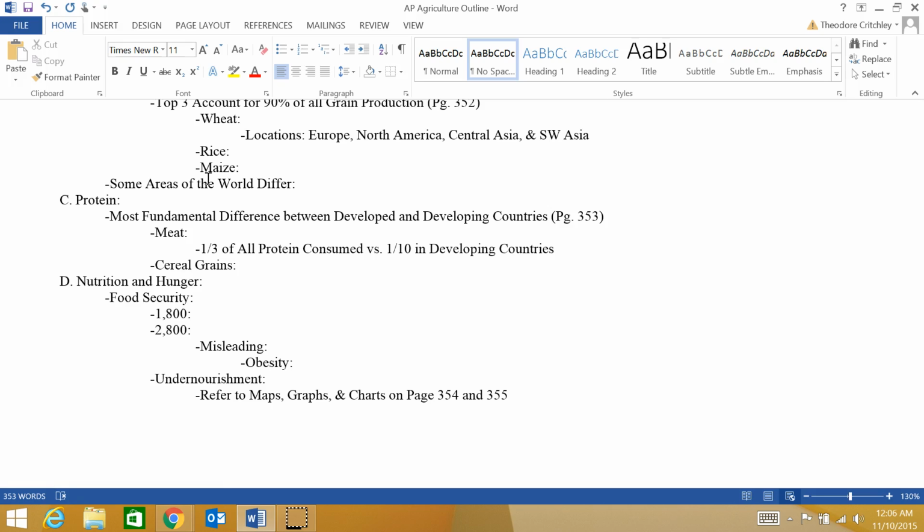Protein. We talk about protein real quick. This nutrient is needed for both growth and maintenance of the human body. So it's an important nutrient for both growth and maintenance of the human body. The biggest thing that we want to note, the most fundamental difference when talking protein here, especially amongst developed and developing countries, you can find it on page 353. I'll mention it, and then I'll show you.